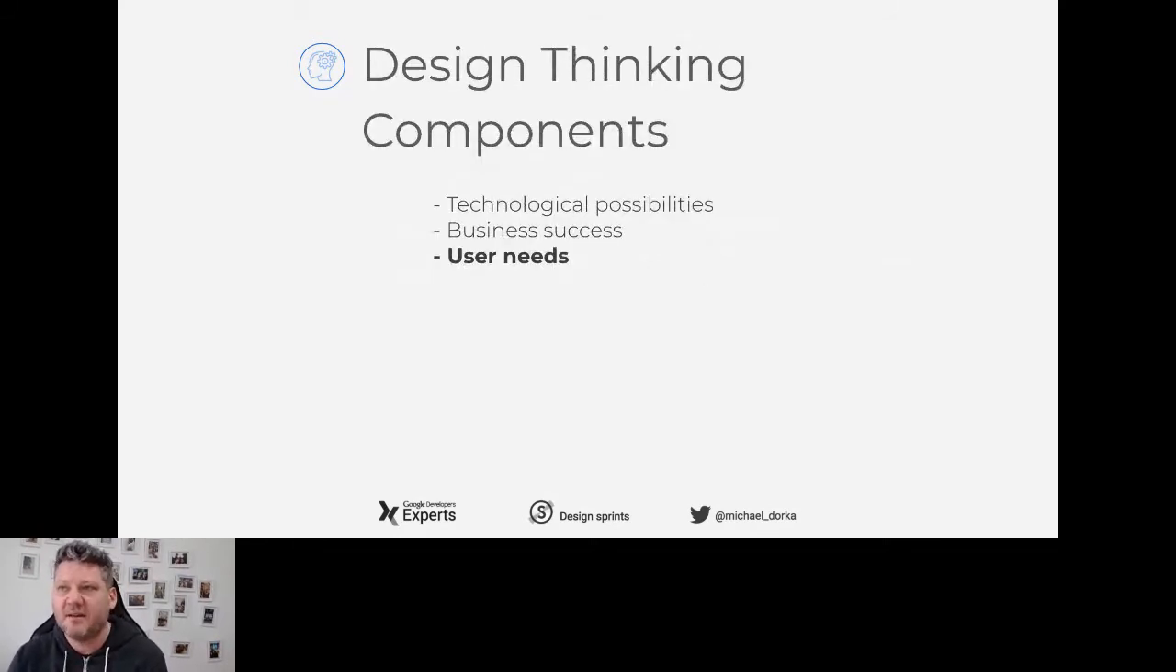So again, there are three components. Technological possibilities, this is what I mentioned. This is your part that you bring in. Hey, what is possible? What is not? What is state of the art? A designer has no idea of what is state of the art. So design thinking also means for you guys to explain to non-developers what is state of the art. Where are the limits? Where are the challenges? Where are the easy ones, the low-hanging fruits?